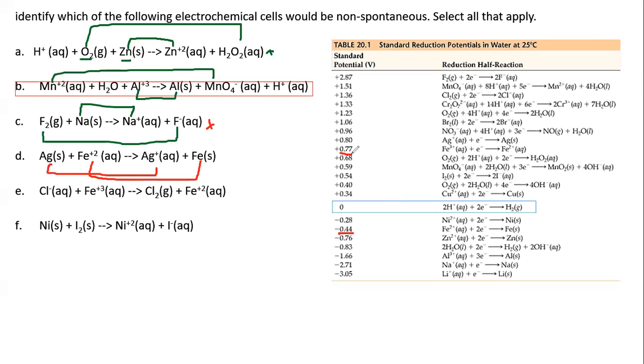So this tells us that, oh, wrong one, it's positive 0.80. So since the reduction potential of Ag plus is greater than the reduction potential of Fe2 plus, this would indicate that this is a non-spontaneous reaction. So what does that mean? It prefers to go the other way. It prefers silver plus to be reduced and iron to be oxidized because silver plus has the greater reduction potential.